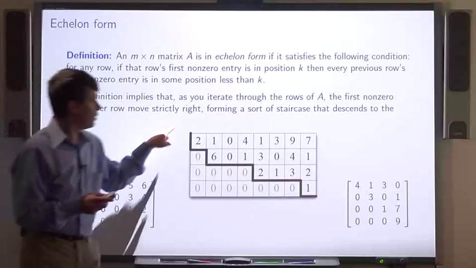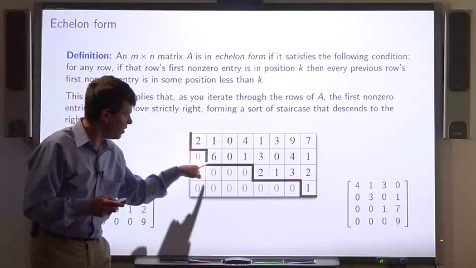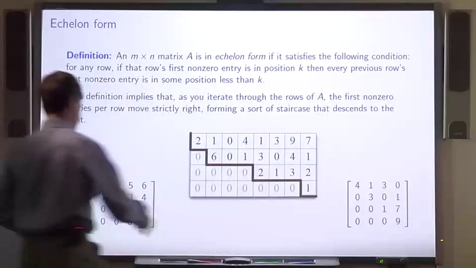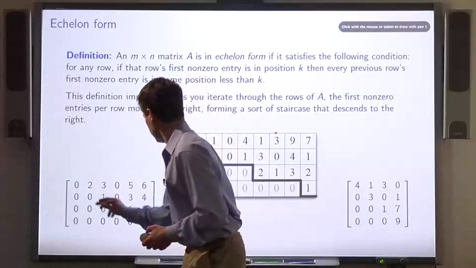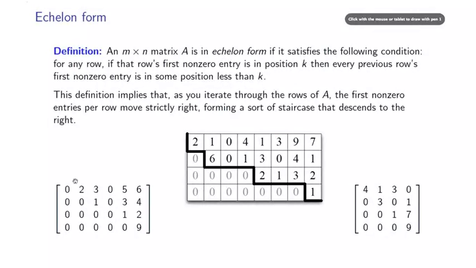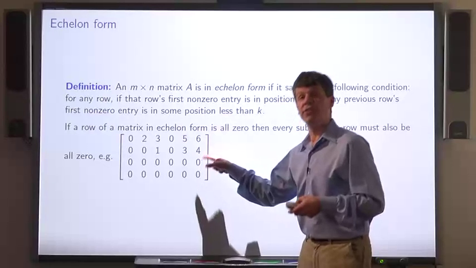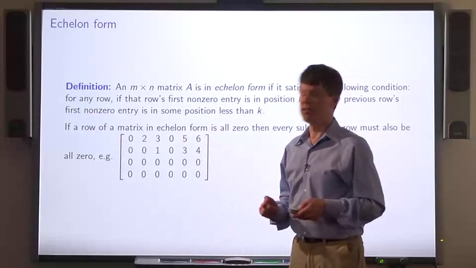As a consequence, as you go through the rows, the non-zeros form a sort of staircase descending down. So, for example, here's the staircase for this one. Here's the staircase for this matrix. Notice that if a row is 0, then all subsequent rows also have to be 0.